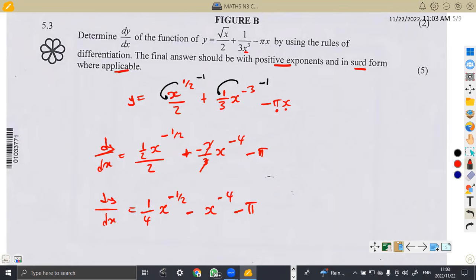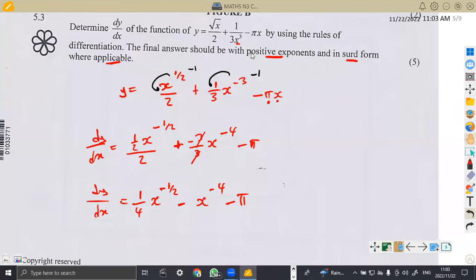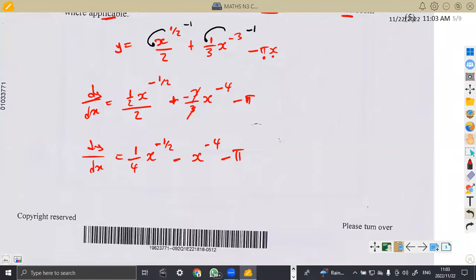Okay, so that was it. But we are told our answer is supposed to be with positive exponents and in surd form wherever it's applicable. So let's start by having positive exponents. How do we remove a negative exponent? It's 1 over. So it was going to be 1 over 4x to the exponent of half minus 1 over x to the exponent of 4 minus pi, knowing that x to the exponent of half is the same as square root of.